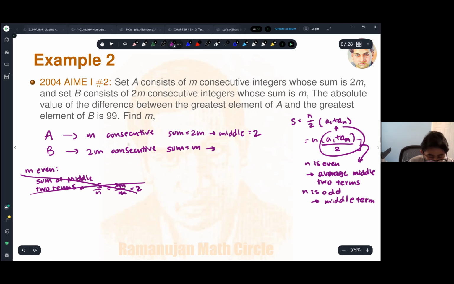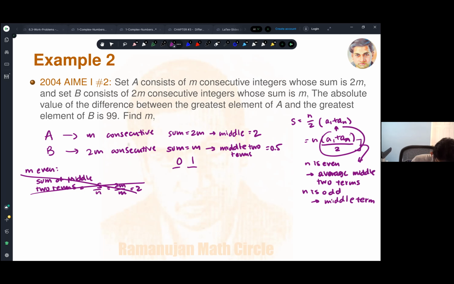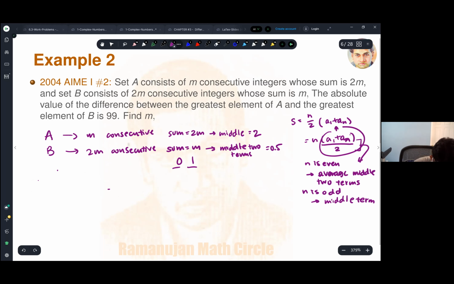And for this one, 2m is obviously even, so our middle two terms have an average of 0.5. And obviously the two consecutive numbers that have an average of 0.5 are 0 and 1. So our middle two terms are 0 and 1. Okay, so now, due to lack of space, I'm just going to erase this. But okay, so now we have this.